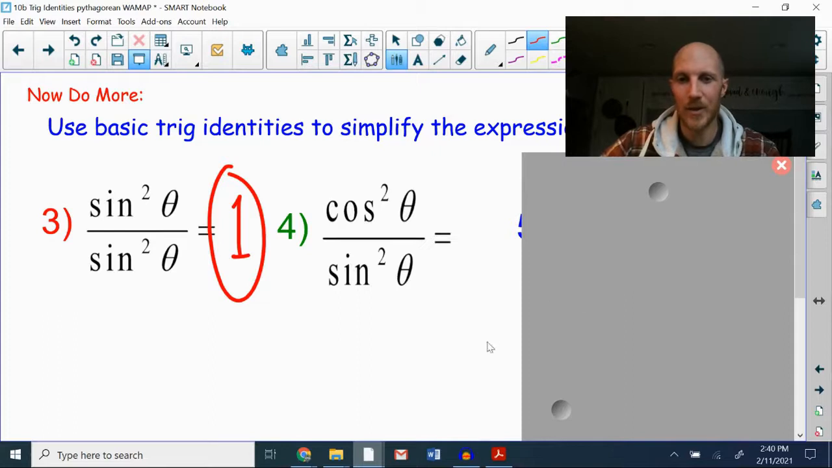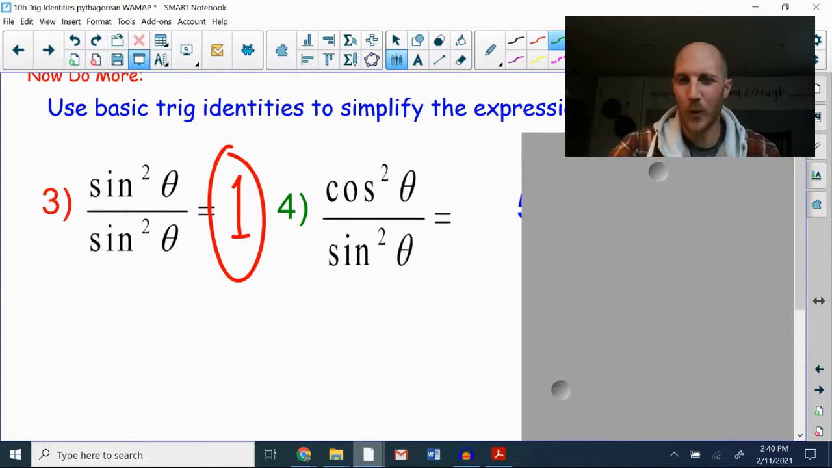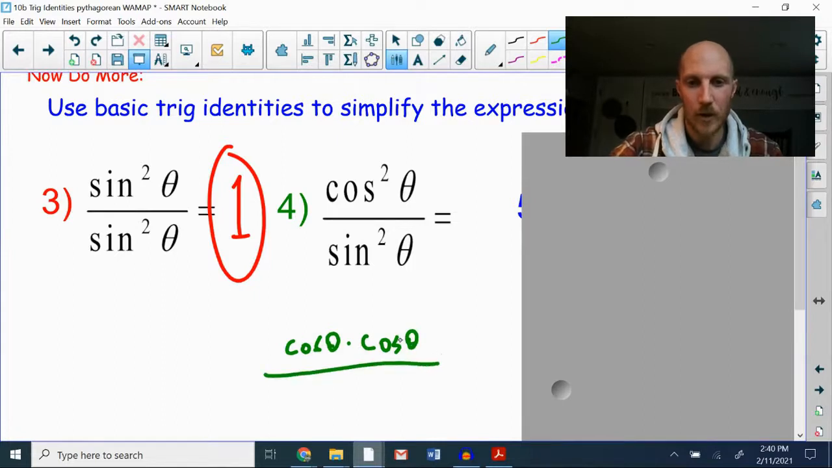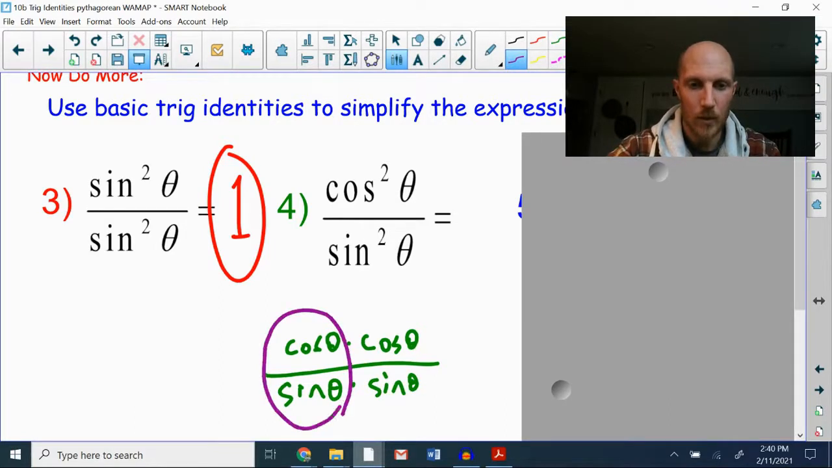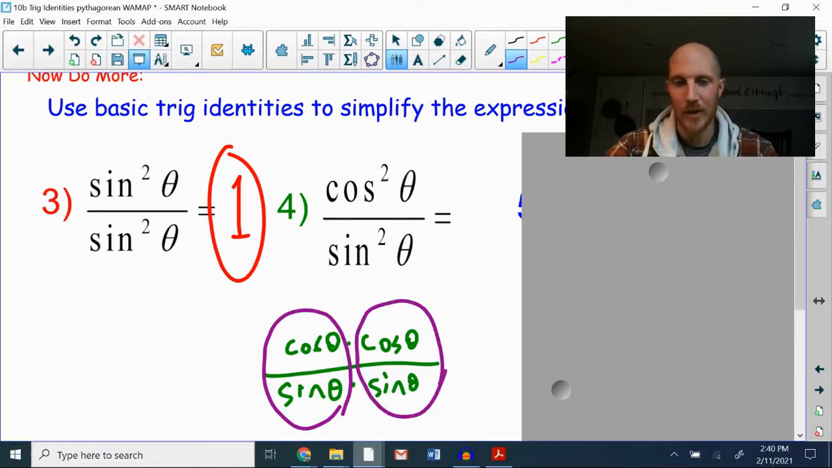Cosine squared of theta divided by sine squared of theta. Well, sometimes those squareds are confusing, right? So remember, if it says cosine squared of theta, really what that means is we've got cosine of theta times cosine of theta, and then on the denominator, we'd have sine of theta times another sine of theta. If we take one pair of these at a time, cosine divided by sine, that's the same as cotangent. And then there'd be another cosine of theta divided by sine of theta, which is also cotangent. So if we make the substitution first, and then recombine cotangent of theta times cotangent of theta, we could just write cotangent squared of theta.